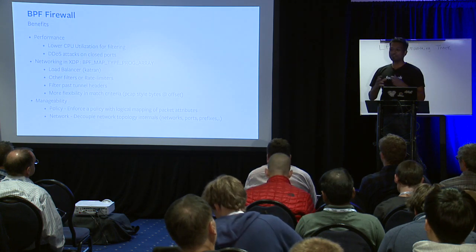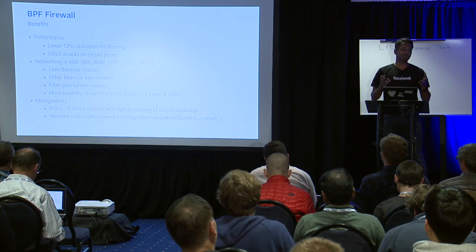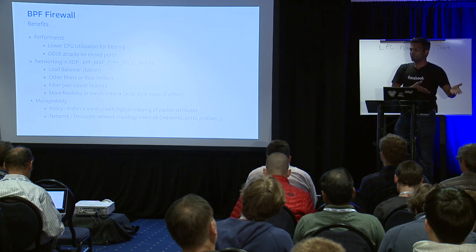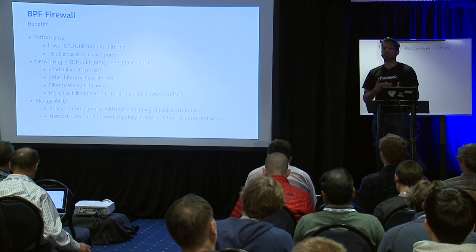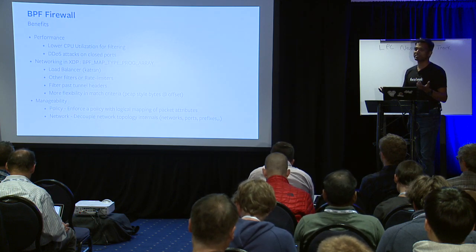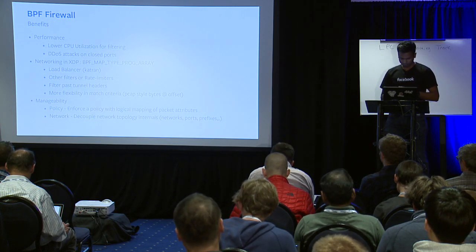So it only made sense that if you're going to start load balancing packets in XDP, we also put a firewall before that. Otherwise, we're just wasting cycles load balancing traffic that eventually will not even be admitted into our infrastructure.